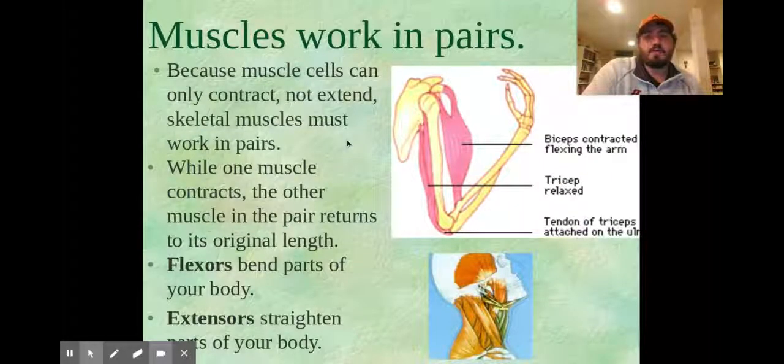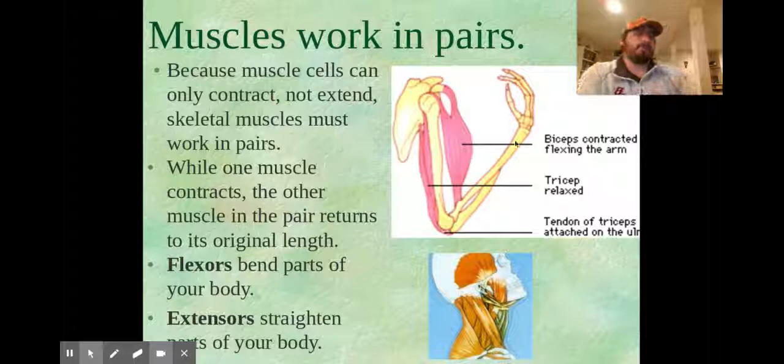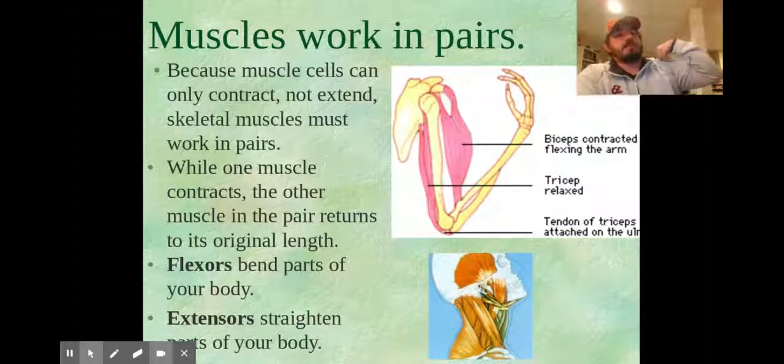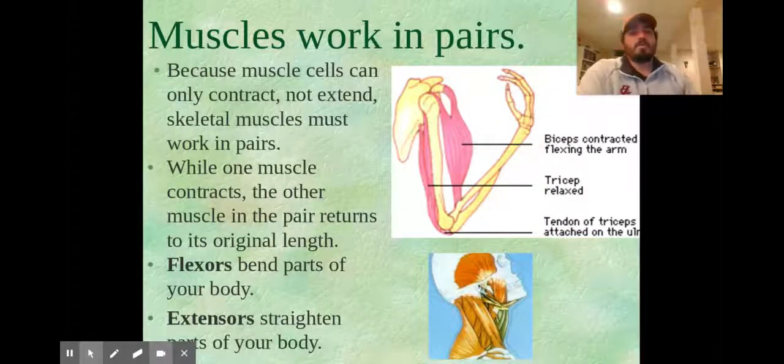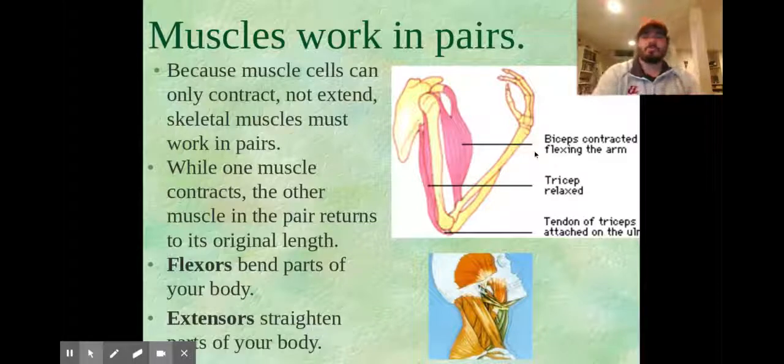So with this, muscles work in pairs, and we're going to stick with that biceps example. When I contract my biceps, well, that's great that my arm's up here now, but how do I get it back down? So we need a complementary muscle, or a muscle that works in a pair, to do this. Because muscle cells can only contract, they can't extend or push, they have to work in pairs. So while one muscle contracts, the other muscle in the pair returns that muscle to its original length.